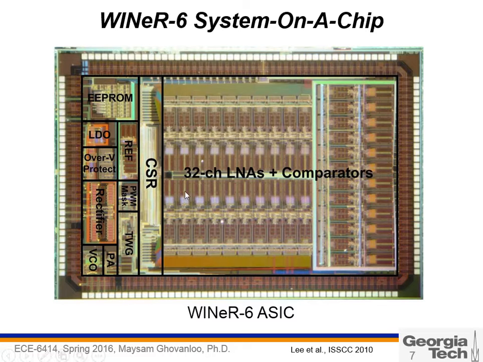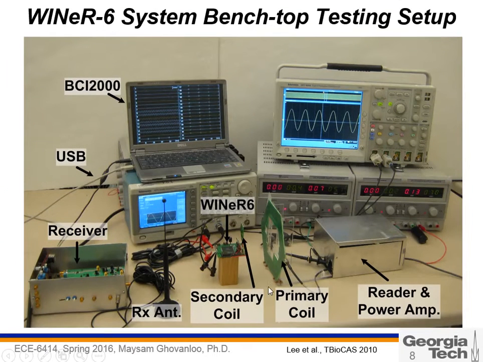As you can see, this is an array of low noise amplifiers, filters, and comparators that you saw. This is some digital circuits and shift registers, reference generators. We have a low noise, low dropout regulator here, an over voltage protection, the rectifier, power amplifier, and the voltage controlled oscillator. They are all integrated on this chip.